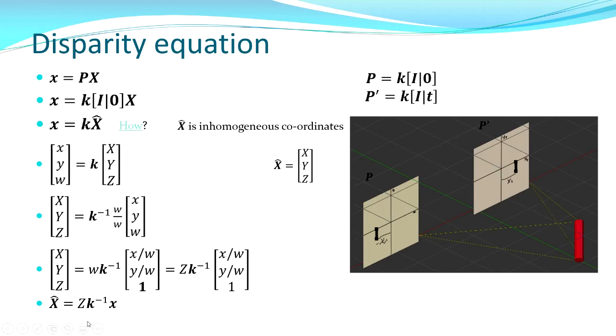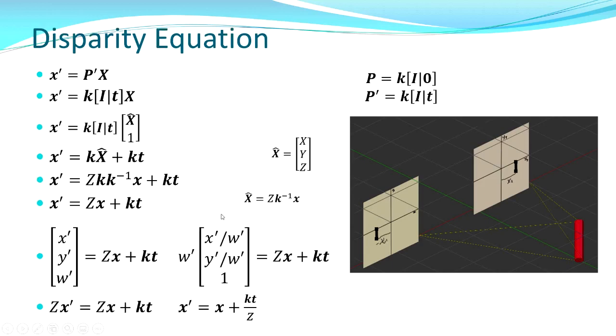So we get this quite nice result that x cap, that is the inhomogeneous coordinates x, y and z, is nothing but z K inverse x. This result will be used in the next slide. Now going on to the other camera. For this camera the equation will be x dash is equal to P dash X. Just putting P dash value over here, P dash will now be, because it is translated, t, no rotation, hence I. So this is the equation for that.